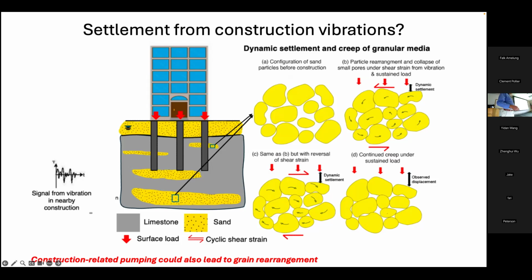Another possible cause, and so these are speculations. Even if they don't vibrate for the construction, there's lots of pumping going on. And if you pump, then water continues to flow to where you pump to equilibrate the pressure. So there's significant water flow through the sandy layers, and that also could lead to grain rearrangement.